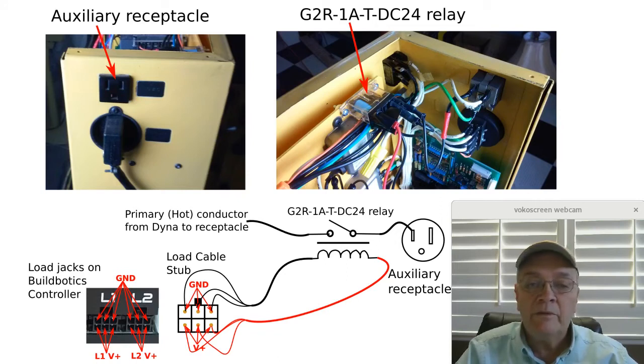Buildbotics supplies two pre-made load cable stubs for connecting to the load jacks on the controller. Using one of those stubs, the three black wires from the stub were spliced together and spliced to a single black wire. That black wire was connected to one side of the relay coil. Similarly, the three red wires from the stub were spliced together and to a single red wire. The red wire was connected to the other side of the relay coil. Finally, the load cable stub was plugged into the back of the Buildbotics controller.